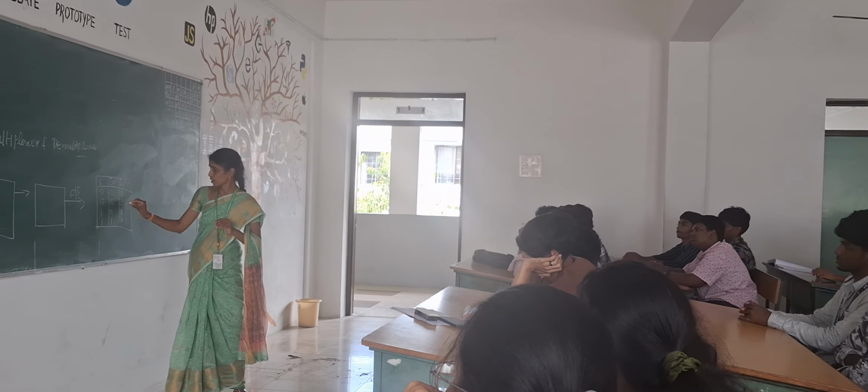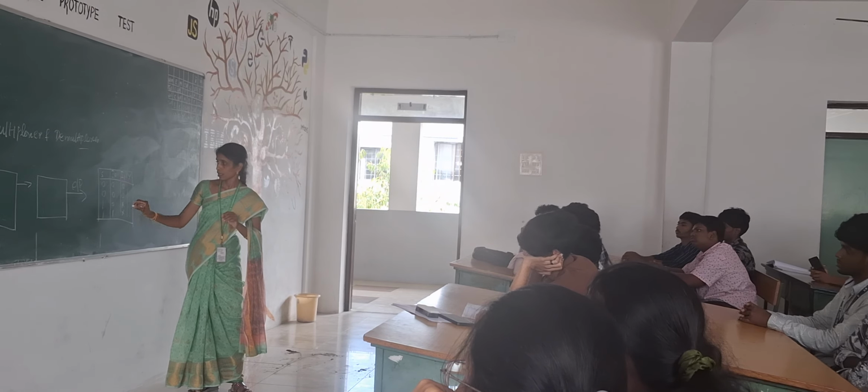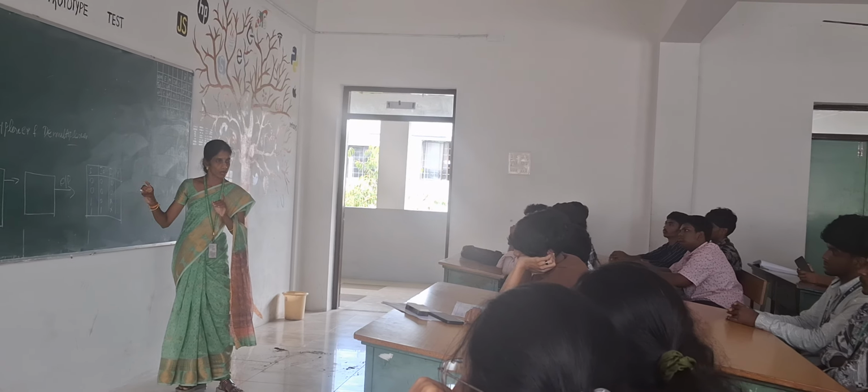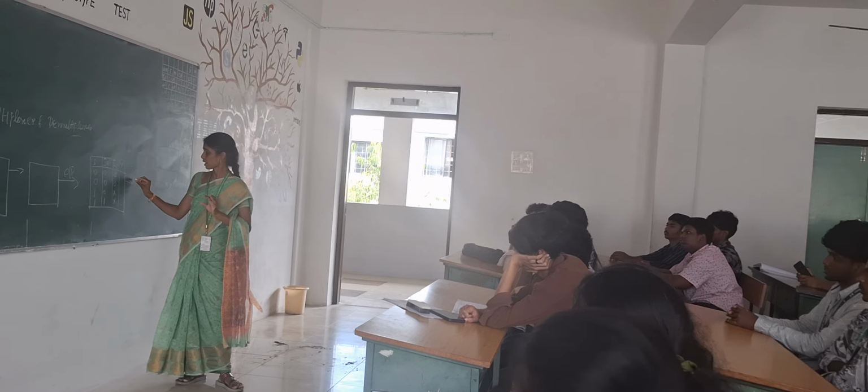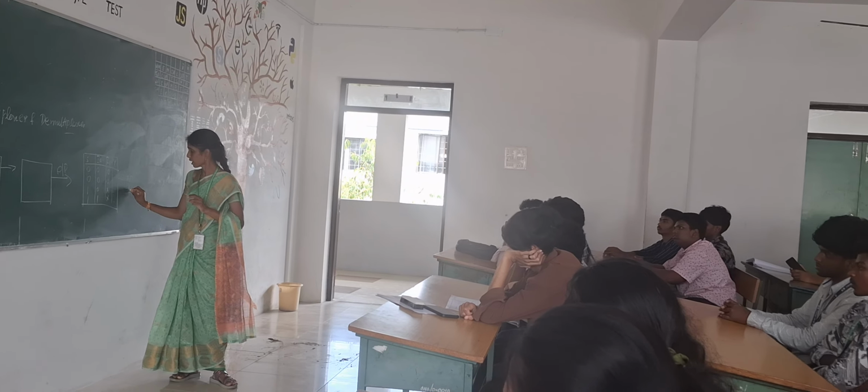But Y is only one output line. During this transaction, only one kind of output line can be generated. That is indicated by Y. It is the output line.